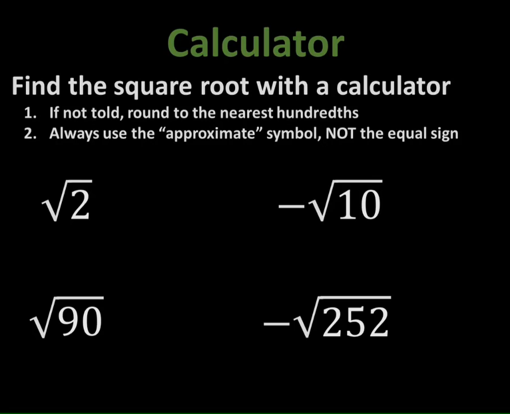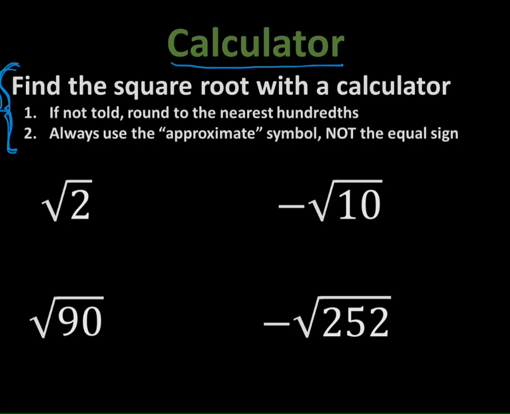So the first thing we're going to look at is what to do with square roots that are not perfect or irrational. So I want you to copy down the word calculator and write this down. Find the square root using a calculator. Seems pretty simple. You've done it before. You type the number and hit the square root symbol. But there are a couple details that are important for you to know that are going to be expected of you in this class. So we want you to copy down these 2 steps.